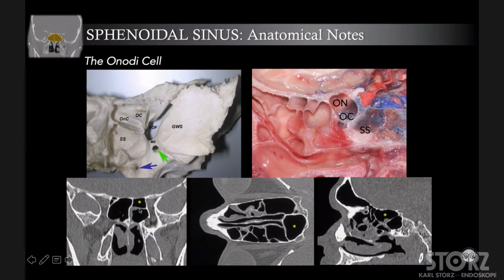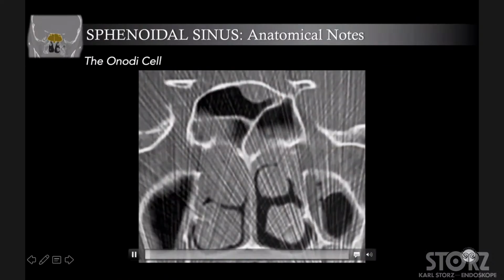The second critical issue associated with the Onodi cell is that usually inside the Onodi cell you can identify the impression of the optic nerve. So it's important to understand the presence of the Onodi cell in order to clean the Onodi cell, identify the optic nerve inside the Onodi cell, and also move your dissection below in order to open the sphenoid sinus and join the Onodi cell to the sphenoid sinus.